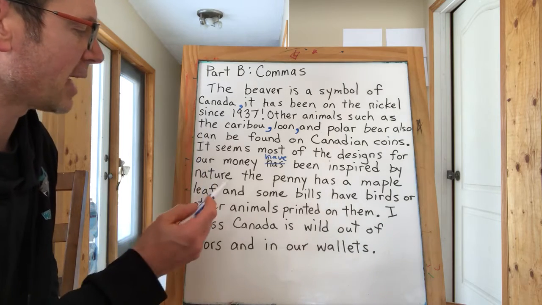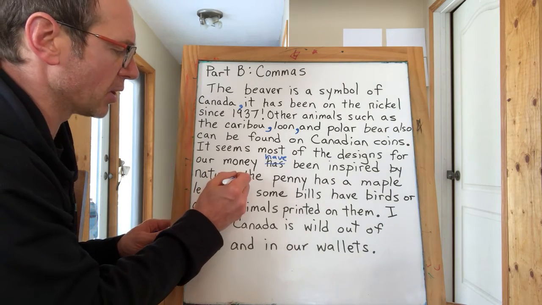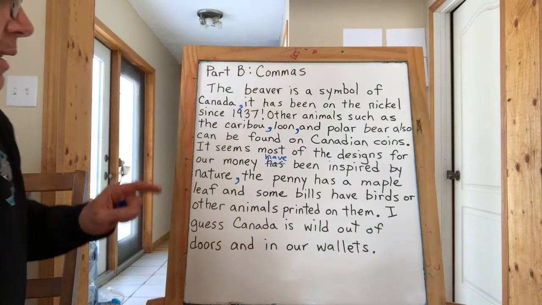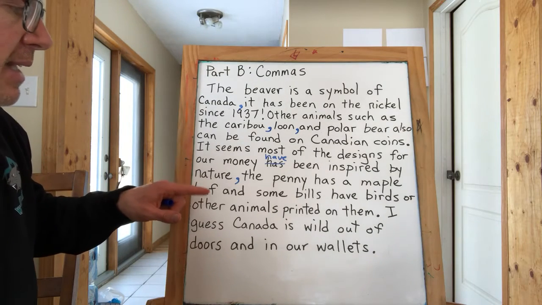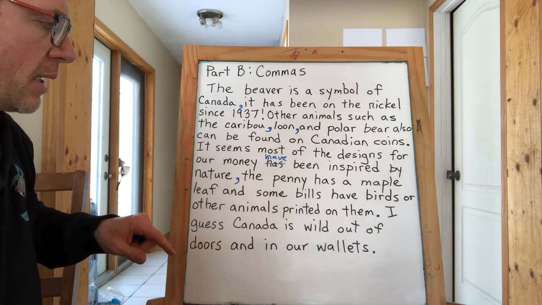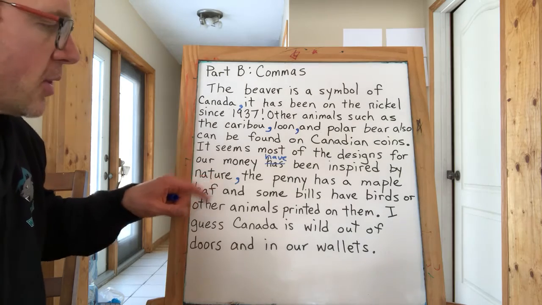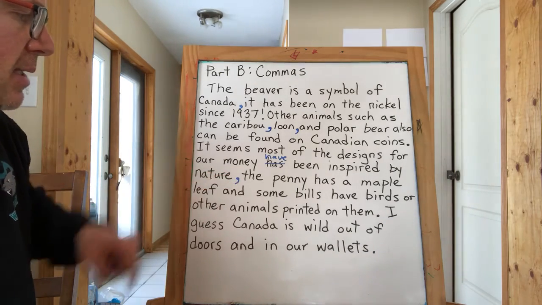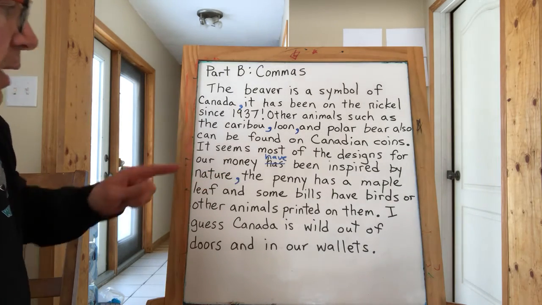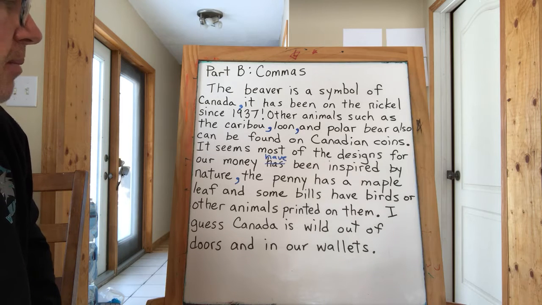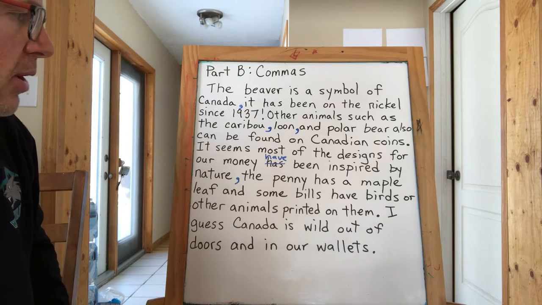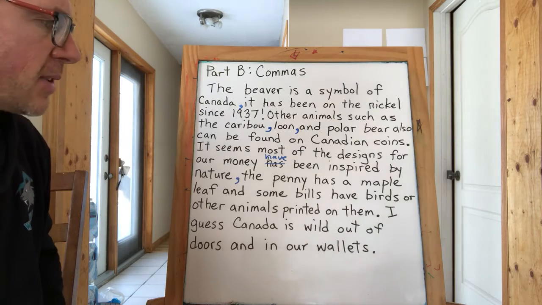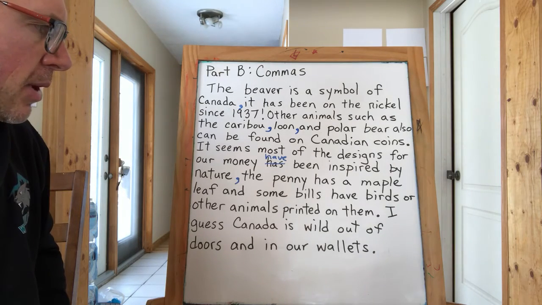But I would say if we put a comma after the word nature, then we would put a little break in that sentence that makes it a little easier to read. It probably could be a period also, and we could start a new sentence, but in this case, a comma does work. So it says, it seems most of the designs for our money have been inspired by nature. The penny has a maple leaf, and some bills have birds or other animals printed on them.